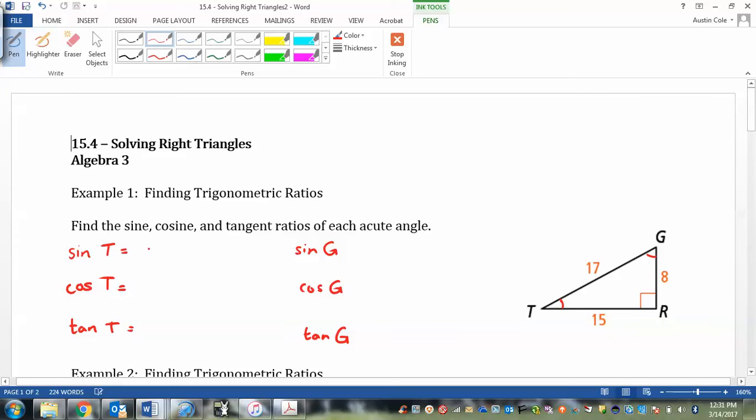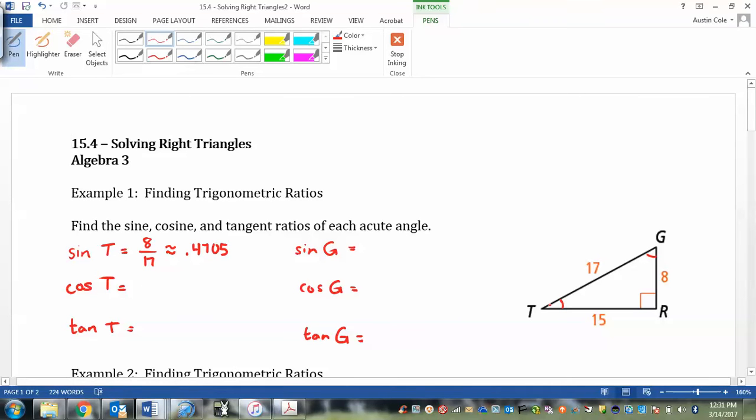Okay, so sine again is which two sides? Opposite over hypotenuse. So if I look at T, I'm looking at the opposite side and the hypotenuse. So I'm going to do 8 over hypotenuse, which is 17. Now, I want to find that as a decimal. So 8 over 17 is what as a decimal, guys? 0.4705. Do you agree there?